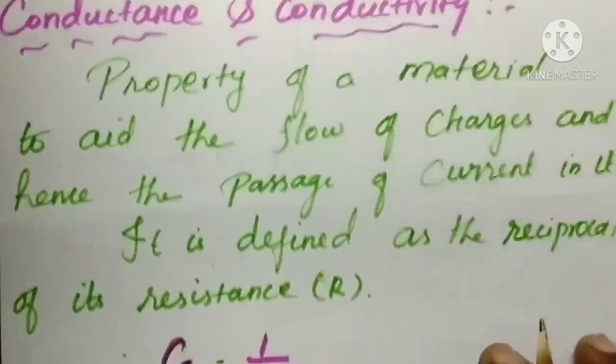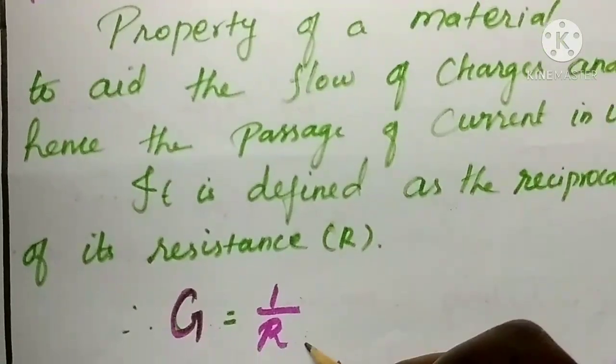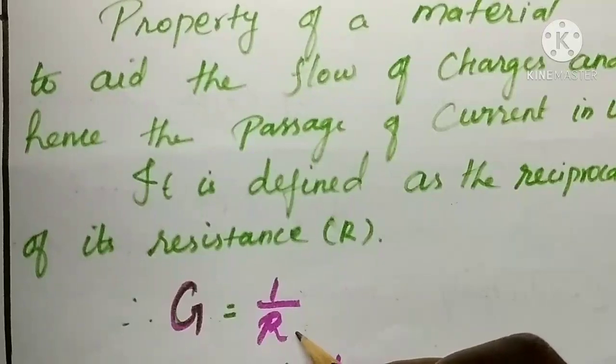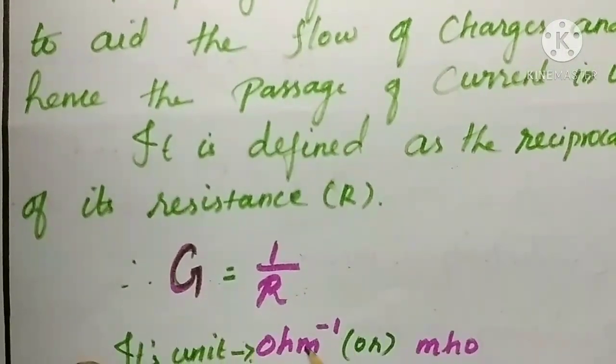The conductance is denoted by the letter G. Conductance G is equal to 1 by R, the reciprocal of resistance. Now we all know the unit of resistance is ohm. So what is the unit of conductance? Yes, 1 by ohm, that is ohm power minus 1, ohm inverse. Or we can write mho. The unit of conductance is ohm power minus 1, or it is denoted by mho.